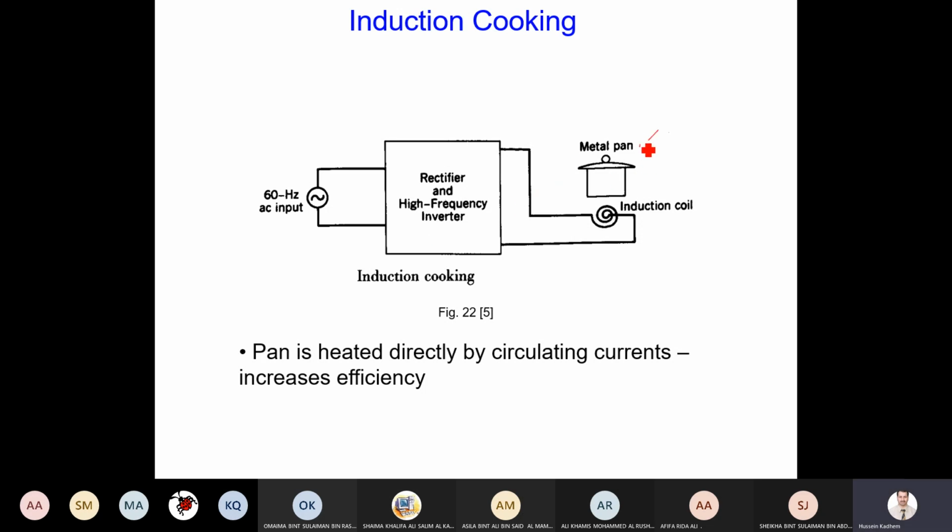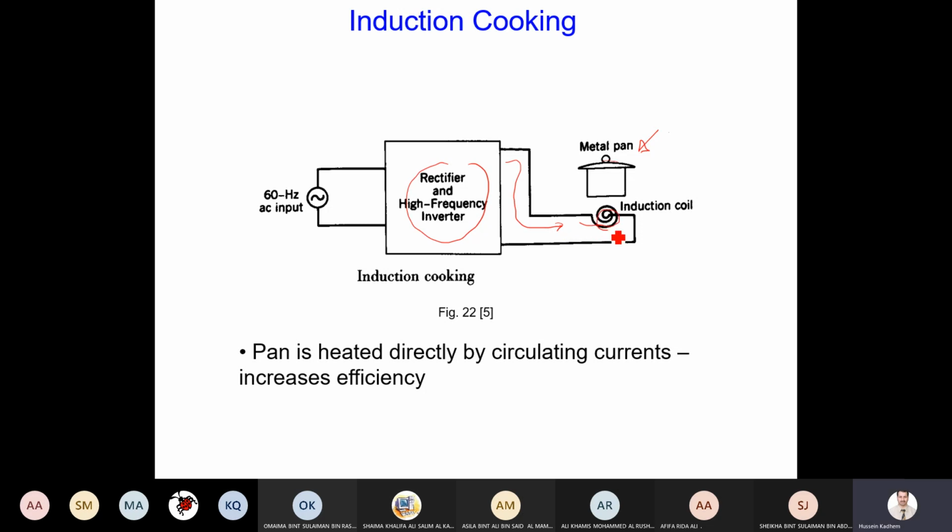Here we have a metal pan. It's a metal pot with a cover. In Arabic they call it tanjara, right? They cook inside it. It's made of metal, okay? And there is an inductance here, as you can see. The distance between them is small. And we need a rectifier again with a high frequency inverter, the same previous circuit. Now this produces an output coming to the inductance with variable high frequency, talking about 10 kilohertz, 20 kilohertz, 40 kilohertz, and so on.